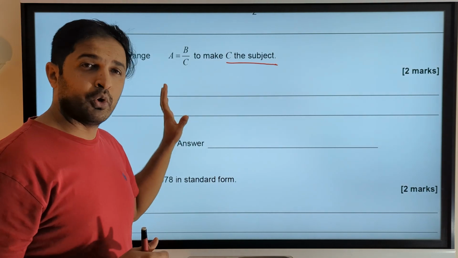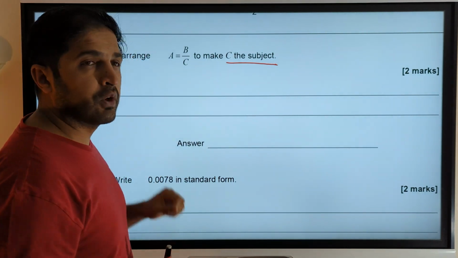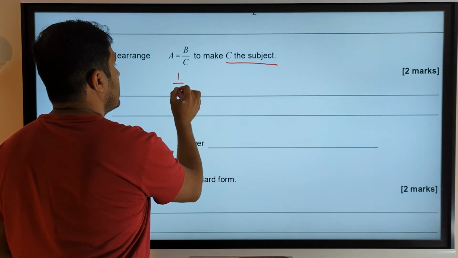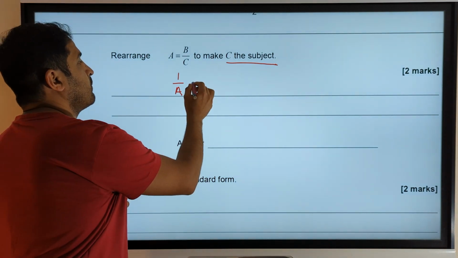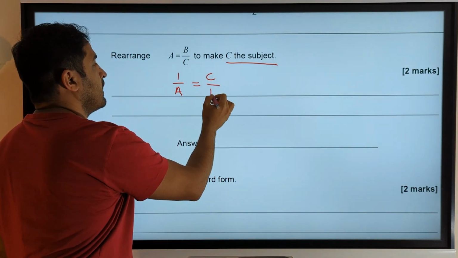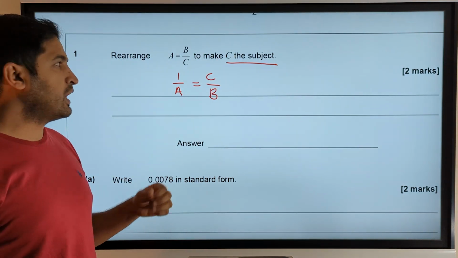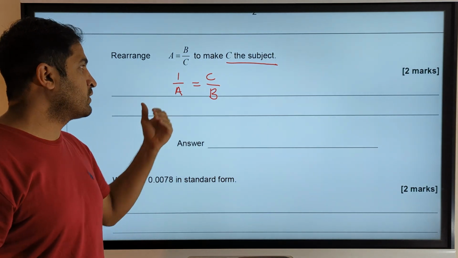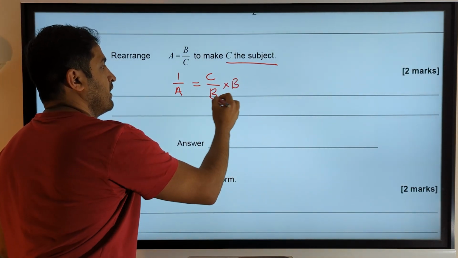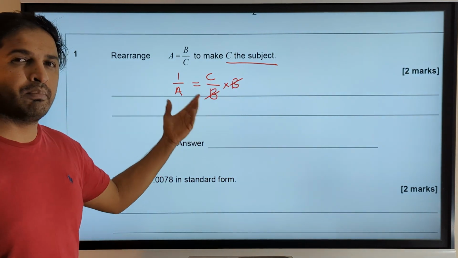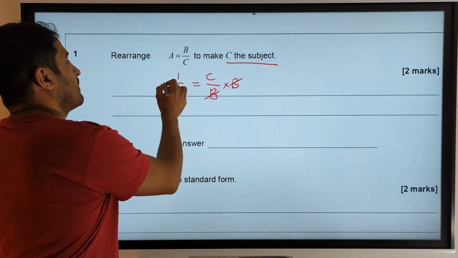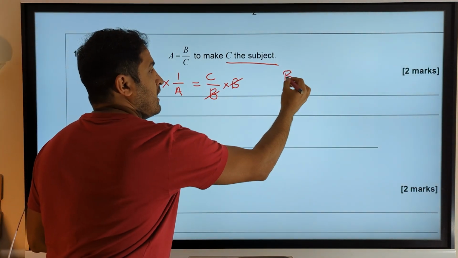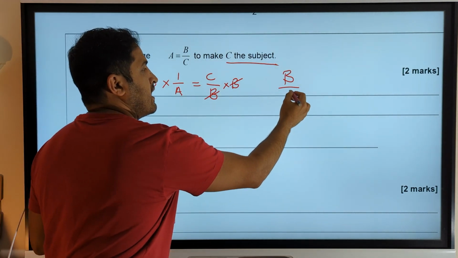Okay, so first thing I would do here, if I were you, is flip both sides around. So I would have 1 over A, which is equal to C over B. So now C is a numerator, and what's stopping us from having C by itself is that B. So multiply both sides by B. That will cancel off that B. B divided by B gives you 1, so you're just left with that C, and multiplying this side by B as well, we get B times 1, so that gives me B over A.